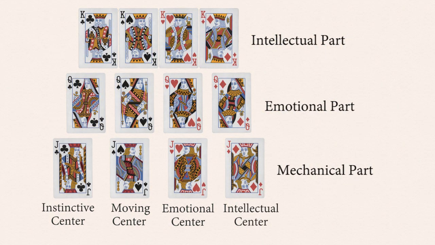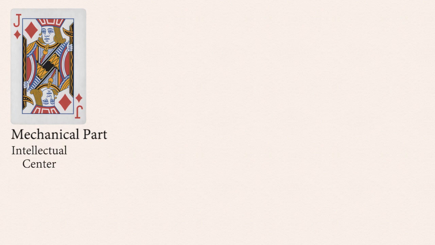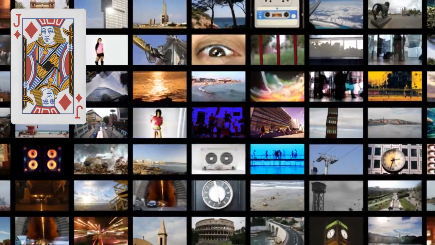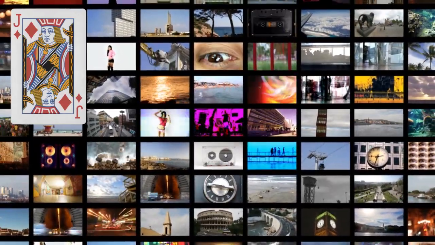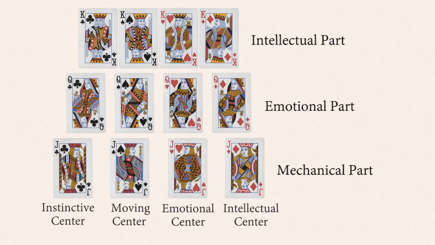The mechanical part of the intellectual center functions without attention, meaning it works automatically. This part is responsible for registering and storing impressions. It can automatically retrieve these memories by association. In proper order, these associations are then offered to other parts, such as the intellectual part of the intellectual center.